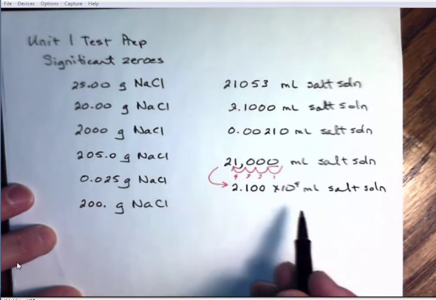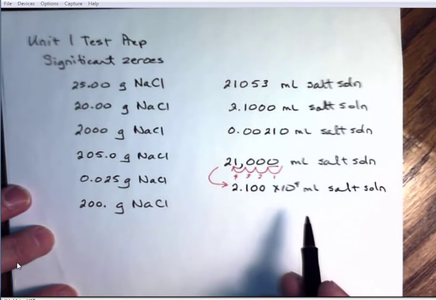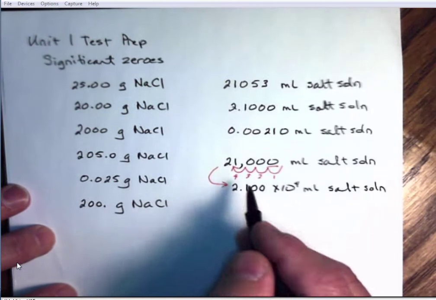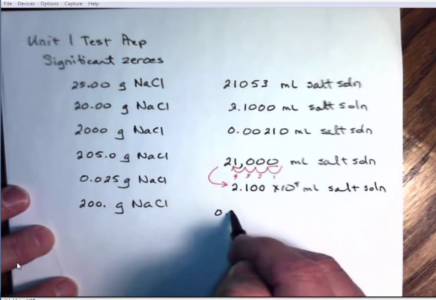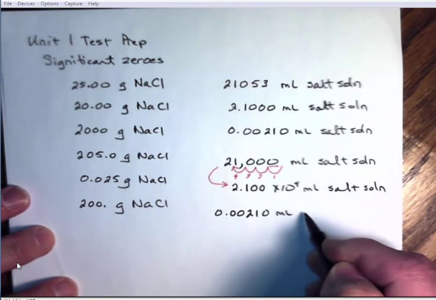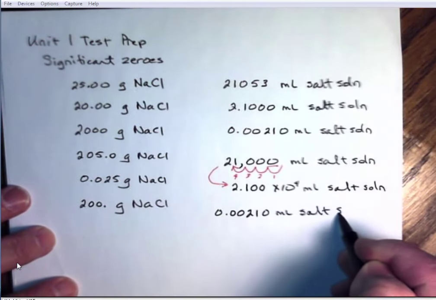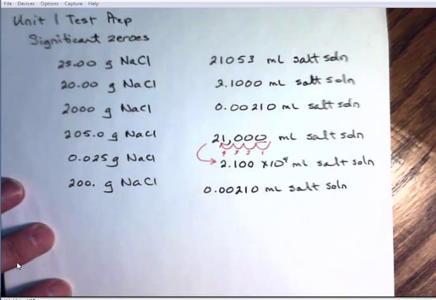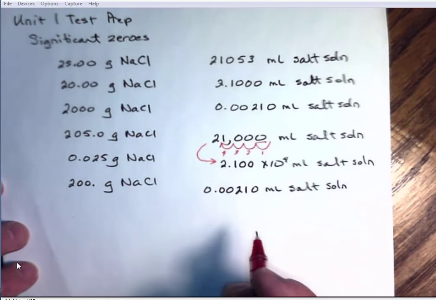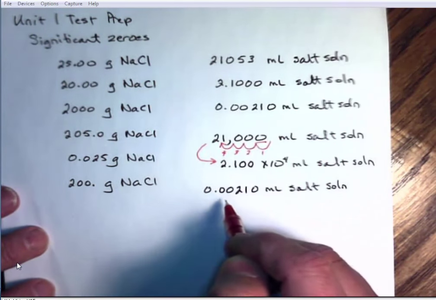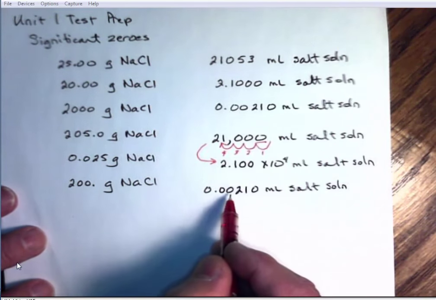Now, if I want to move my decimal place to the right, then I'll have a negative exponent. Let me show you what I mean by that. 0.00210 milliliters of salt solution. Okay? And it's not required that I write this in scientific notation. Is everybody clear with that? Not required. But if I want to, for convenience, I want to make it an easier number to read, and that's the case a lot of times when you have a bunch of zeros.